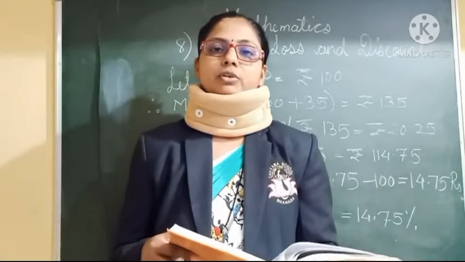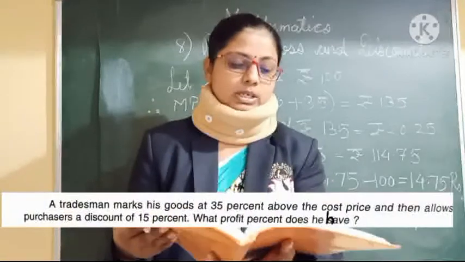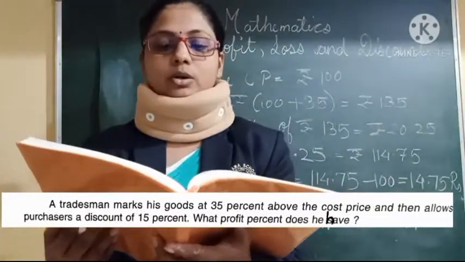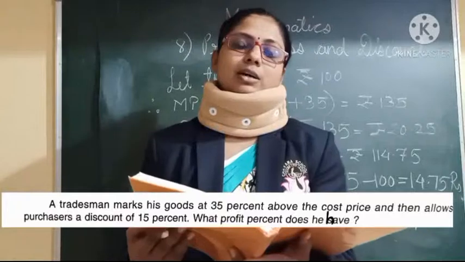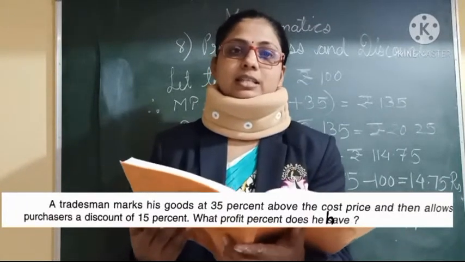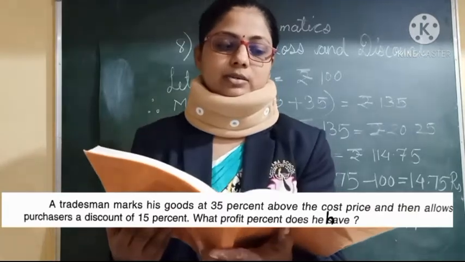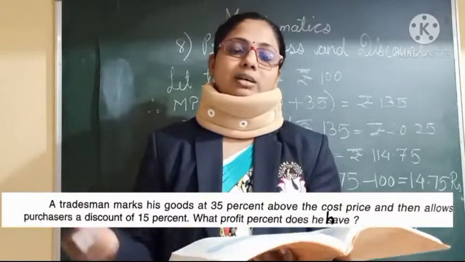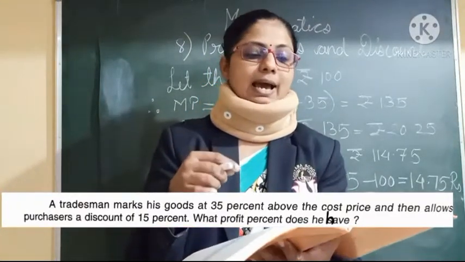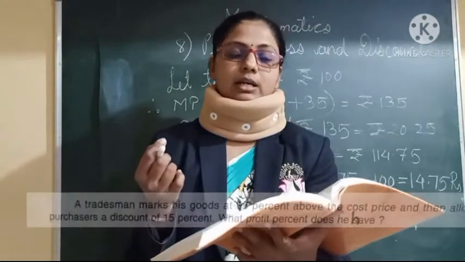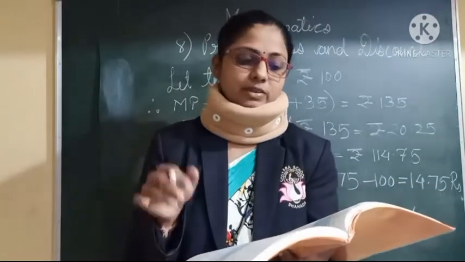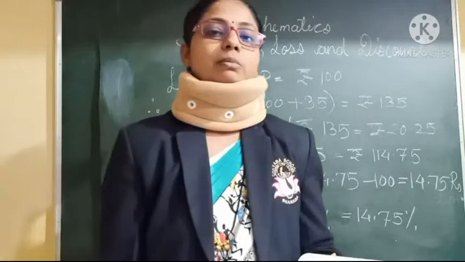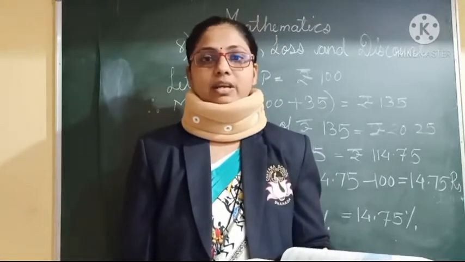Here we have one example from our textbook that we are going to solve now. A tradesman marks his goods at 35% above the cost price, means above the cost price the mark price is 35%, and then allows purchasers a discount of 15%. Means on the mark price he puts a discount of 15%. So what is the profit percent he has? That is the profit he is getting, that we have to find out.